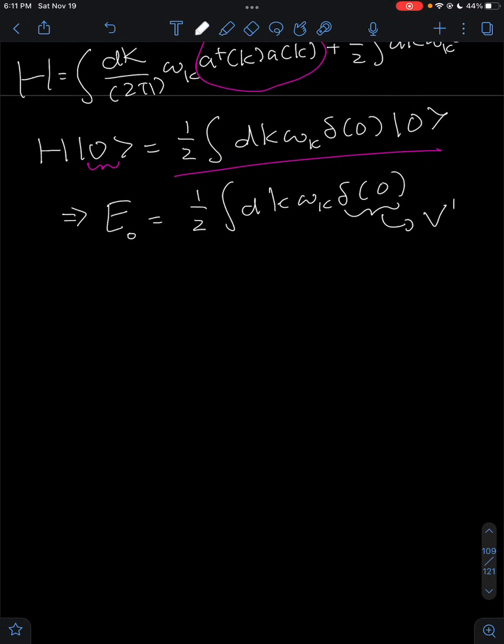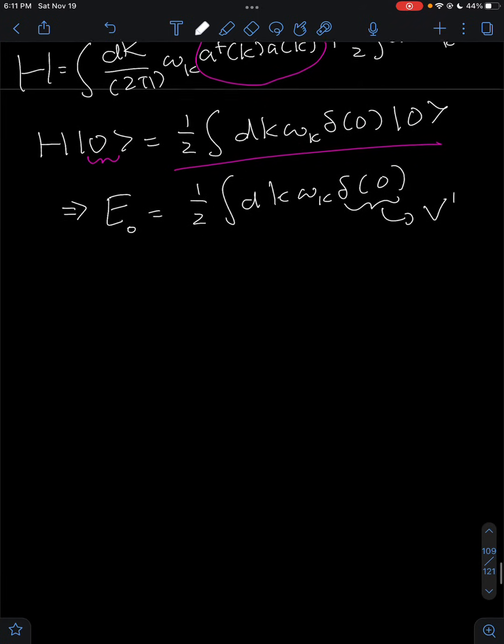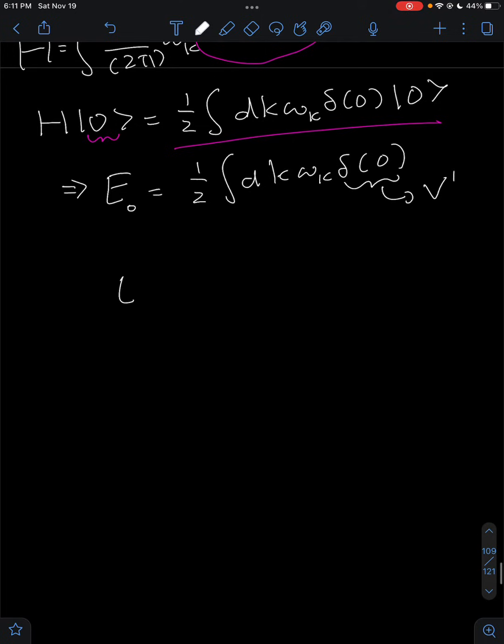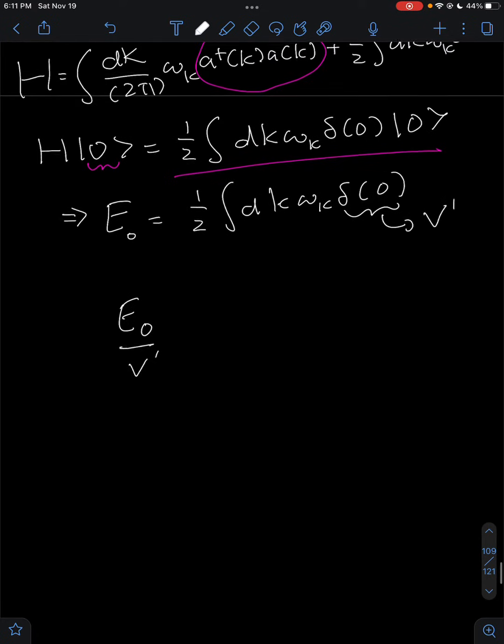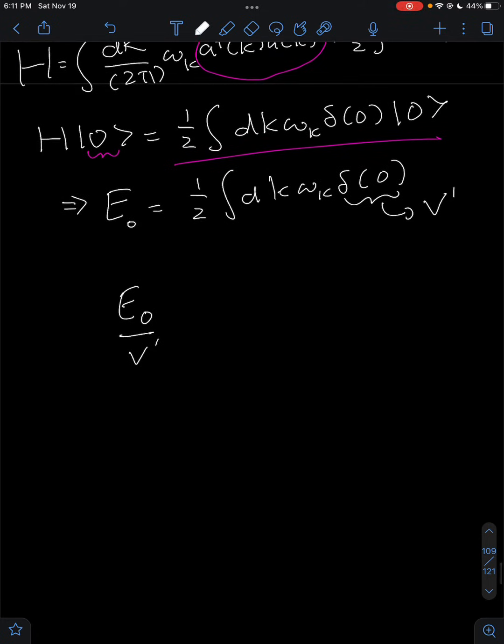The volume V is going to be inside of our calculations. If you want to be general, we don't want a volume V to be left in our calculations. So you want to remove that volume V. To remove it, we can consider looking at the energy density, E naught over V prime, instead of looking at the energy itself.